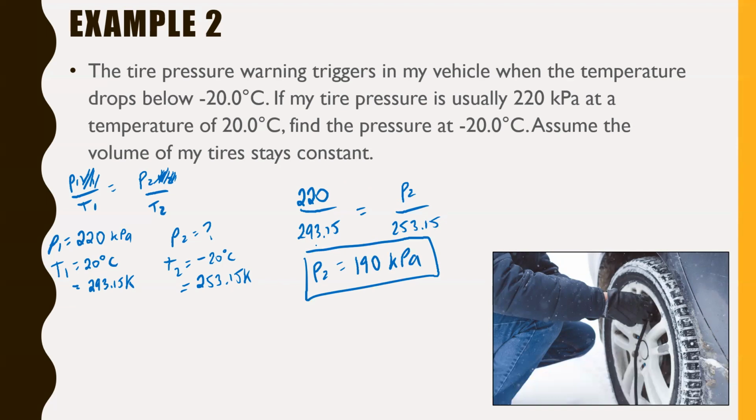So notice that final pressure that I just boxed certainly is a lot less than the 220 kilopascals that it usually is at a more comfortable temperature of 20 degrees. So no wonder when it gets really cold in the winter, my tire pressure drops considerably. So the sensor in my vehicle goes, "Hey, your tire pressure is really low. You must be getting a flat tire or something." Well, I'm not.